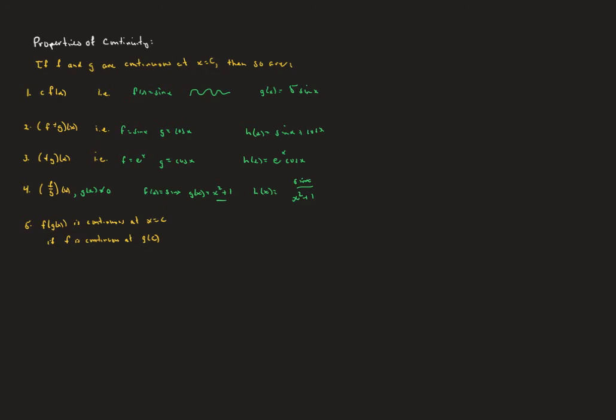For composition, it's kind of nice. F of g of x is continuous at x equals c as long as, well, we said in our condition up above that g was going to be continuous at c, so then we also need for f to be continuous at g of c. So, for example, if you said something like f is equal to e to the x and g is equal to, say, cosine of x, then if you define a new function to be e raised to the cosine of x power, that's going to be continuous as well.